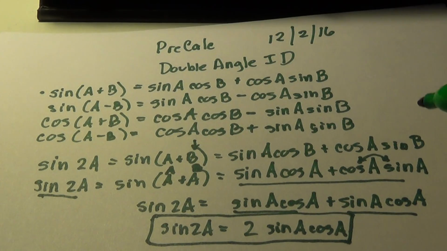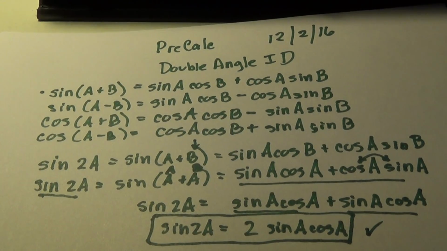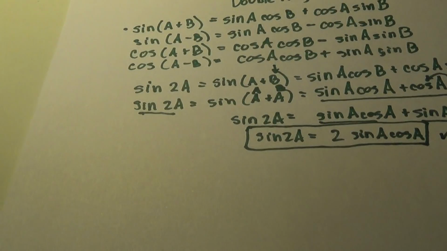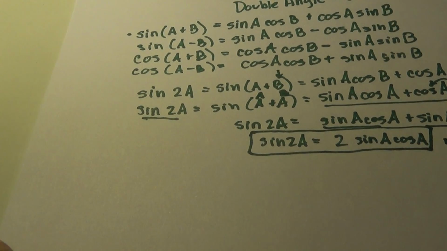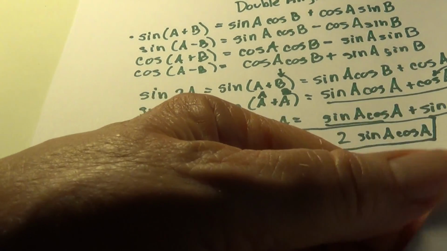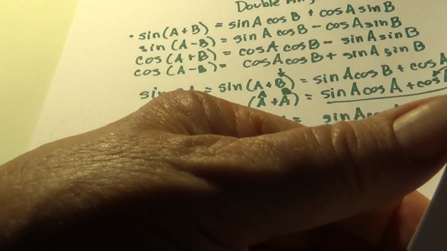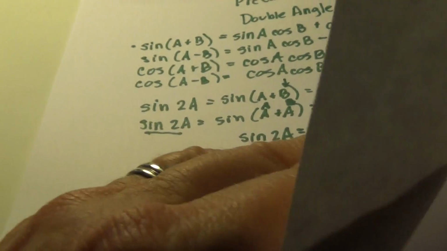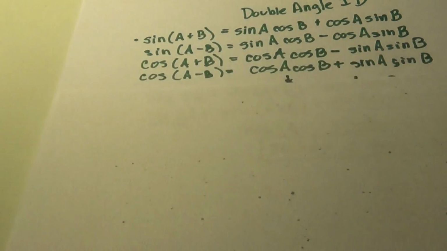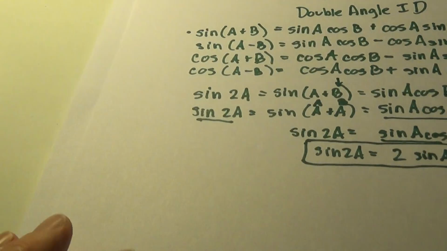Right, so that's our first one, and I said we would also find cosine of 2A. So let me just switch papers so we can kind of keep the trig IDs in sight. So let me get one without a lot of dots on it.